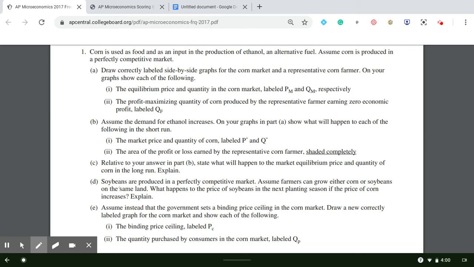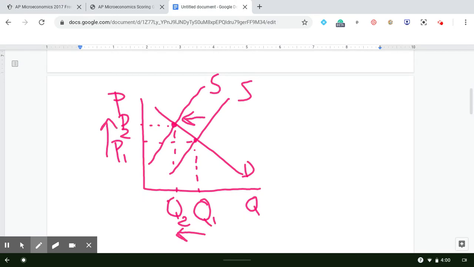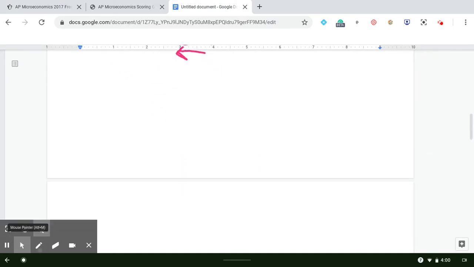Okay, assume instead the government sets a binding price ceiling in the corn market. Draw a newly correctly labeled graph for the corn market and show each of the following: the binding price ceiling labeled price C, and the quantity purchased by consumers in the corn market labeled Q sub P. All right, so let's go ahead with that. Okay, kind of a random question. This would be kind of an easy question for the end of this.